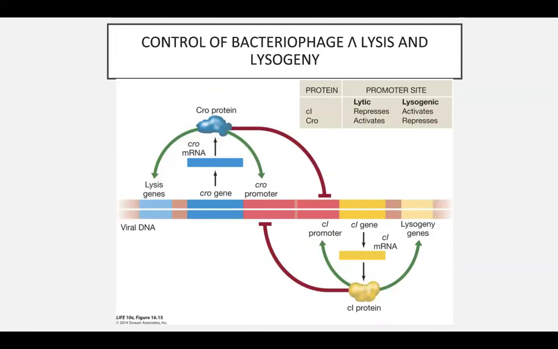So here we're going to talk about control of bacteriophage lysis and lysogeny. In a rapidly growing host, you have two proteins, CRO and CI. The CI protein represses the lytic cycle and activates the lysogenic cycle. However, CRO activates the lytic cycle and represses the lysogenic cycle. In a host that's rapidly growing, CRO synthesis is low because there's enough energy to go around, but the CI protein accumulates.